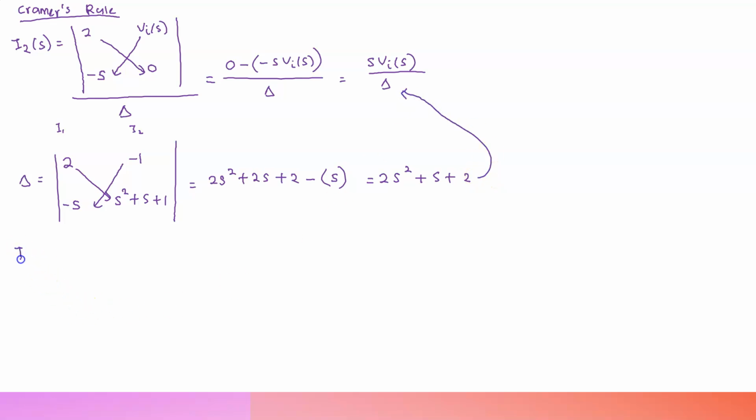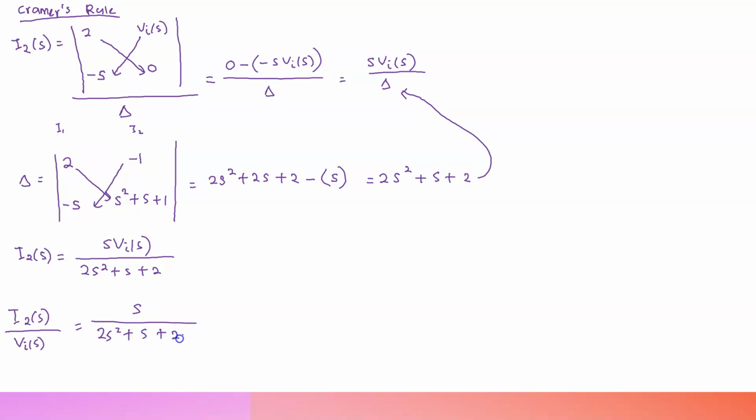So we substitute this into here. So you get I2 of s equals to s Vi of s over 2s squared plus s plus 2. And if you rearrange, you will get I2 of s over Vi of s equals to s over 2s squared plus s plus 2.